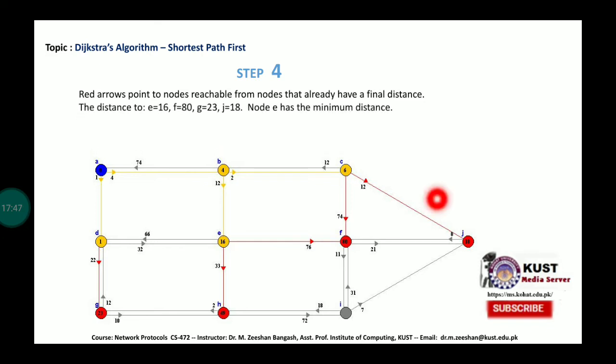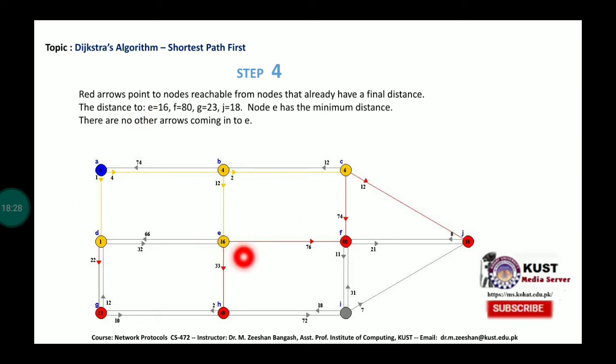While calculating the values of the paths, for E the distance is 12 plus 4, that is 16, and similarly for F the distance is 74 plus 2 plus 4, and that is 80, and similarly for G the value is the same, 23, and similarly for J the value is 12 plus 2 plus 4, and that is 18. So again the shortest is E equal to 16.